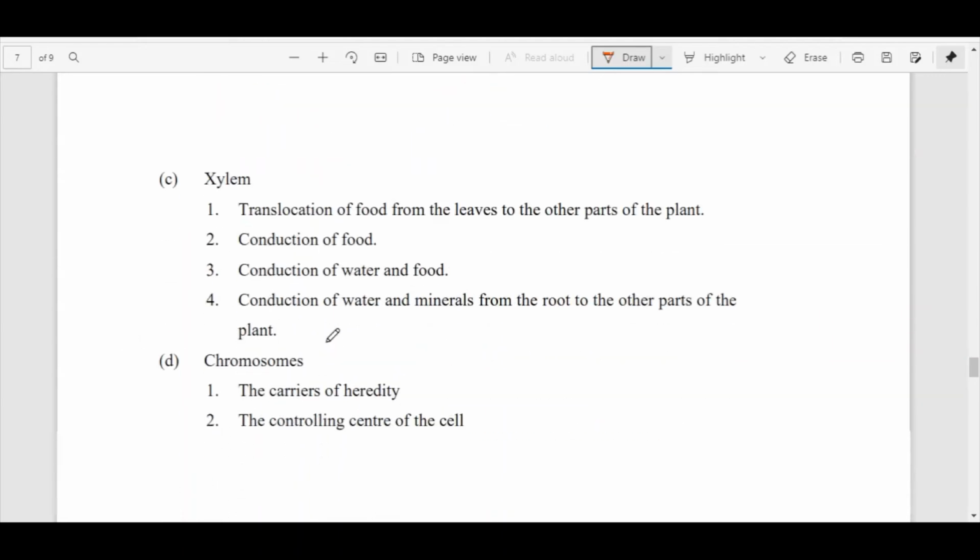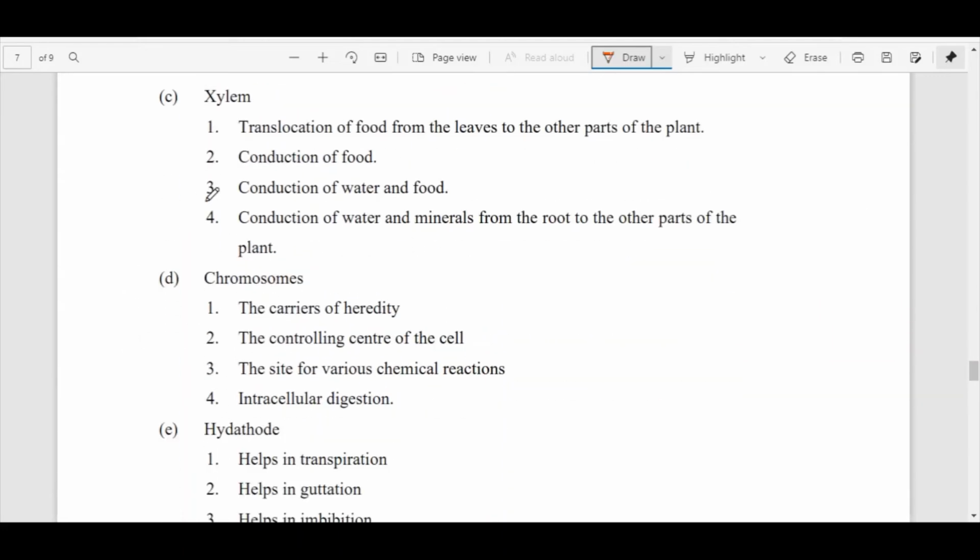Now moving ahead, children, to number C, that is xylem. Options are number 1, xylem, what function do they perform? Number 1, translocation of food from leaves to the other parts of plant. No, this is wrong. Second conduction of food, third conduction of water and food, fourth conduction of water and minerals from the roots to the other parts of the plant. So this is the right one, children. That is option number 4, conduction of water and minerals from roots to the other parts of the plant. Remaining rest of the 3 options are absolutely wrong.